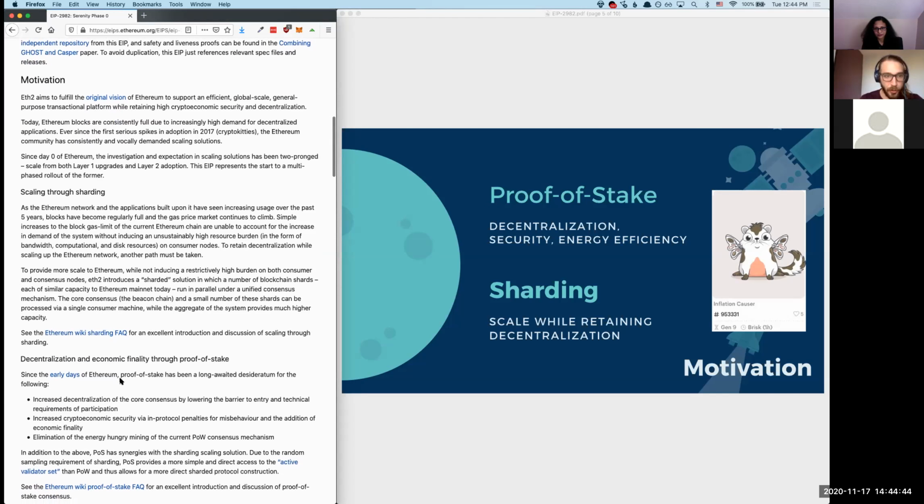And there's two things in that efficient global scale general purpose transaction platform, security and decentralization: proof of stake, and scaling through sharding. So essentially to be able to handle more load at layer 1 without sacrificing decentralization and economic finality. We think there are some nicer and more sustainable properties in migrating to proof of stake rather than proof of work. So I put the very high level TLDRs here. Essentially proof of stake: decentralization, security, energy efficiency, get rid of all that wasteful mining; and sharding: scale while retaining decentralization.